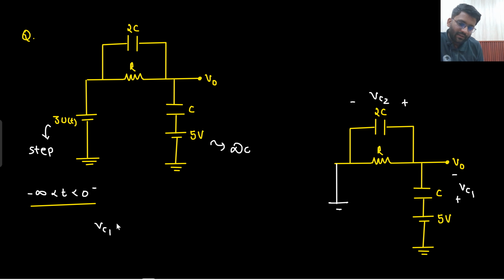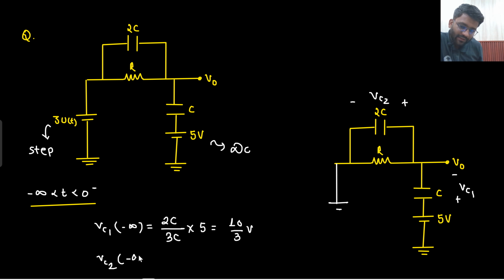So VC1 at minus infinity. Although it is not a matter of concern, I am writing it down so that you can revise it. What would that be? 2C upon 2C plus C, that is 2C upon 3C, multiplied with 5 volt. So that will be 10 by 3 volt. And what will be your VC2 at minus infinity? That will be C upon 3C multiplied with 5 volt, so that would be 5 by 3 volt.